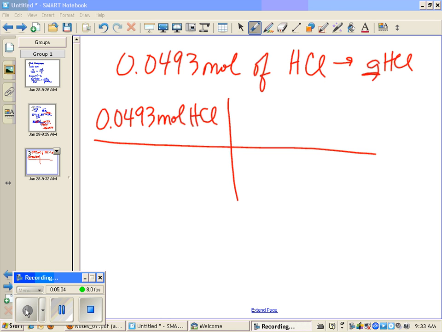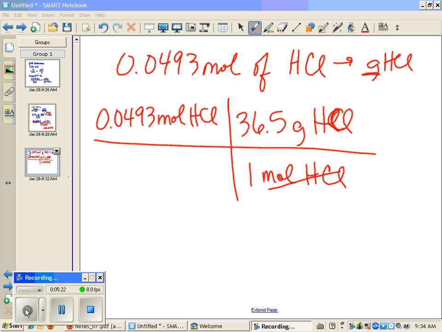Okay, so what I want is to put the moles on bottom so it'll cancel out, the grams on top because I want my units to be in grams. So I'm going to put here my 36.5 grams of HCl in 1 mole of HCl. Look what happens to my units. Moles of HCl cancel out. Grams of HCl will be the only thing left for my unit.